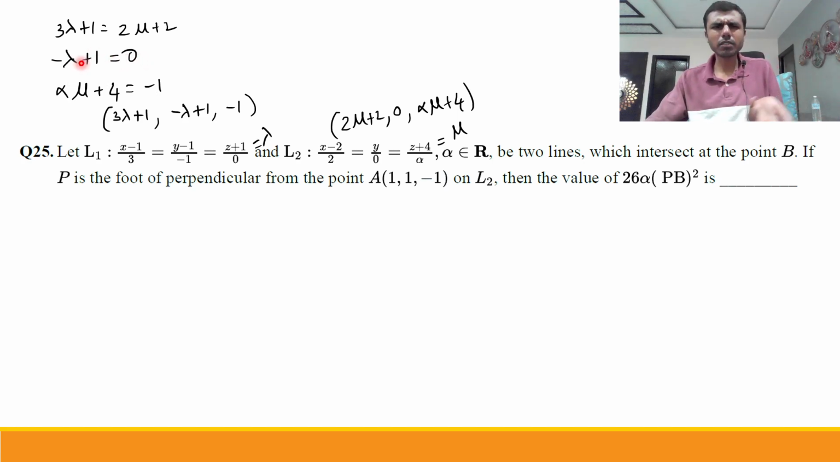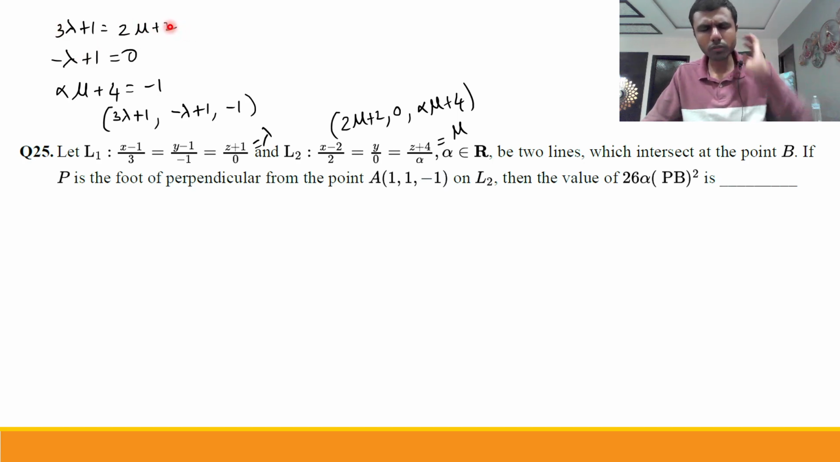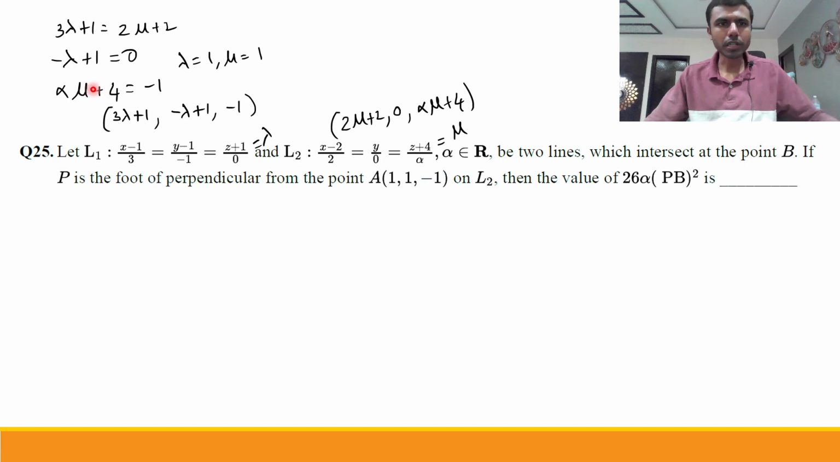So minus 1 plus lambda is 0, lambda is 1, put lambda is 1 here, so you'll get 4 equal to 2 mu plus 2, 2 mu will be 2 and mu is equal to 1. So lambda is 1, mu is 1, put it here, mu is 1, so alpha plus 4 is minus 1, so alpha is minus 5.